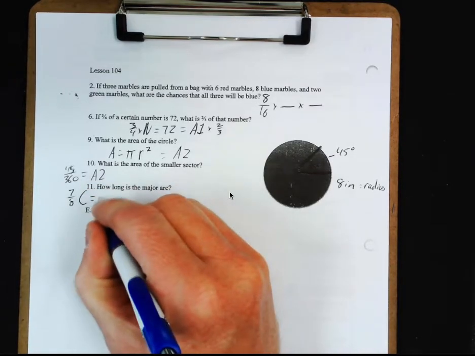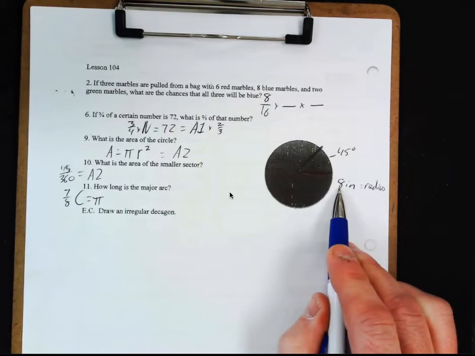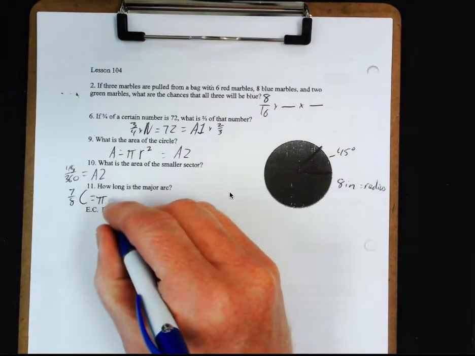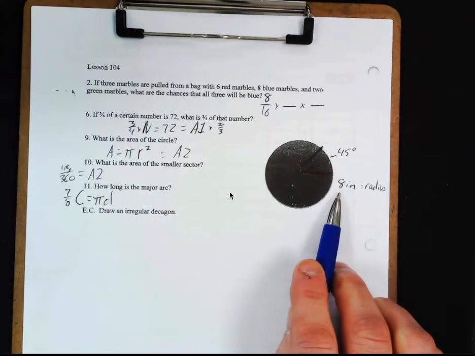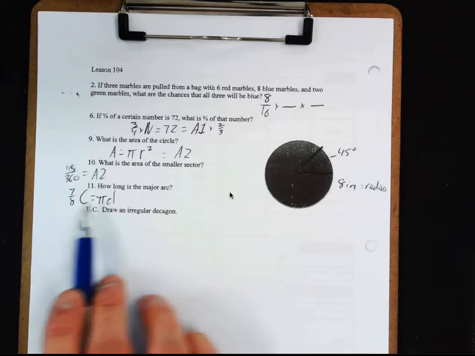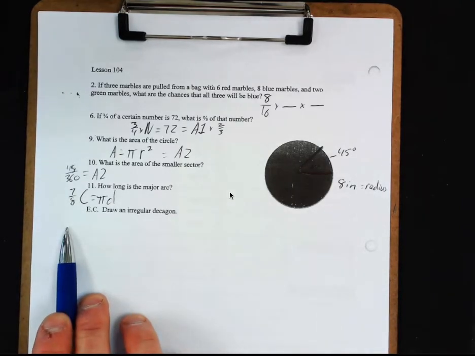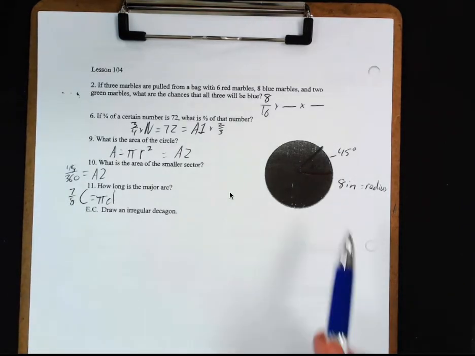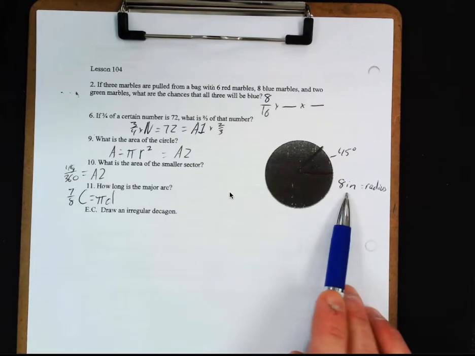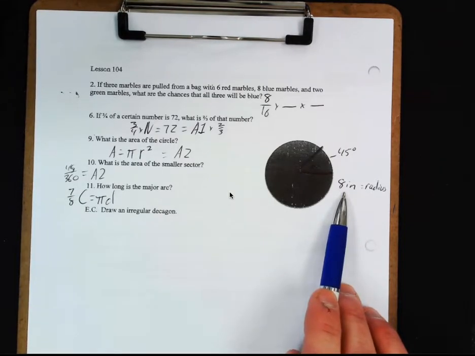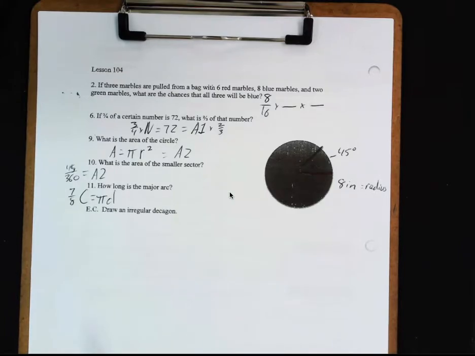Circumference equals pi times, not radius, guys, but diameter. So make sure you double your 8 up to 16. 16 times pi, and do 7/8 of that. If I was a 6th grader, I would do 7/8 of 16, get my answer, and then take that answer times pi. That'll keep you from having to work with decimals until right at the end.